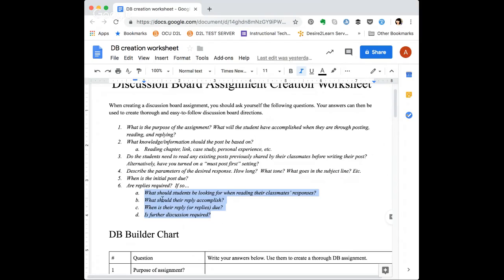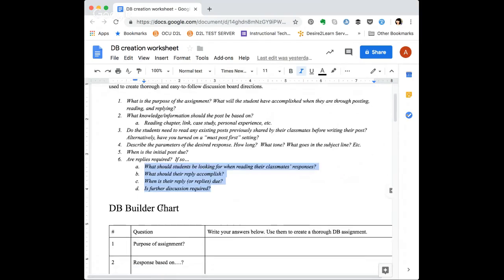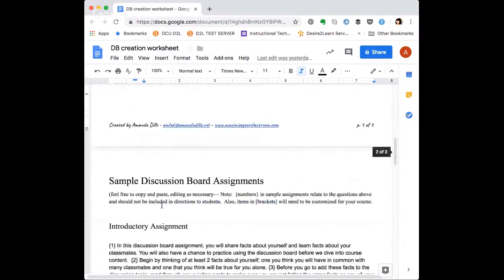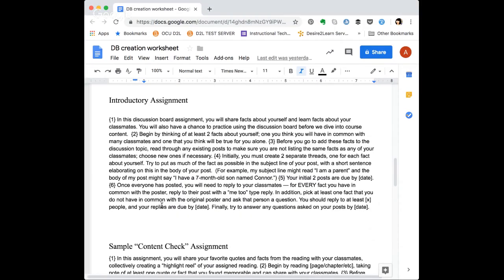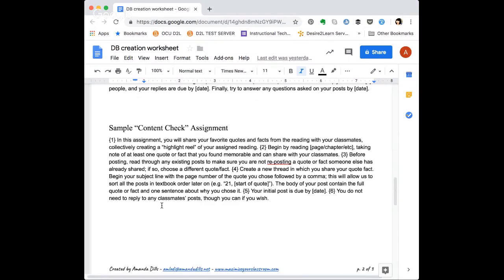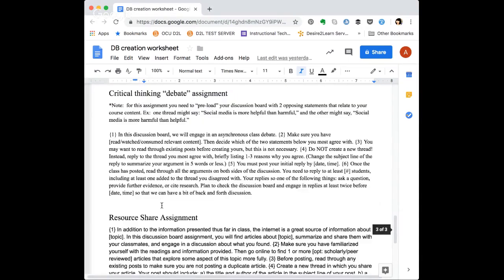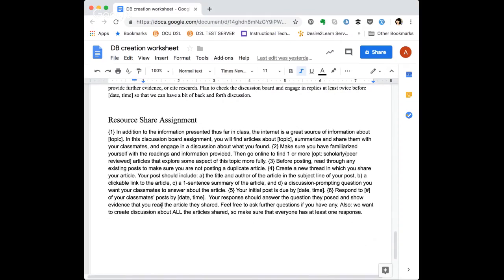What I've got on this worksheet is a little chart you can use. And I've also got some examples of sample discussion board assignments that are numbered with those 6 parts. So I will share that and make that available. Just to give you a quick example, here's a resource share assignment. We're telling students what the objective is, and we're going through all of those options. Again, I will make this available to anybody after the fact.